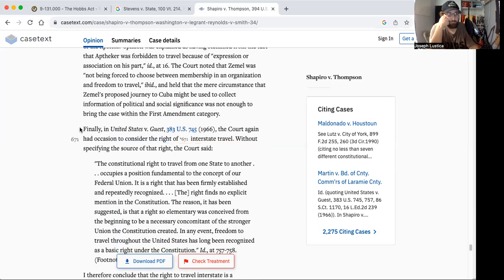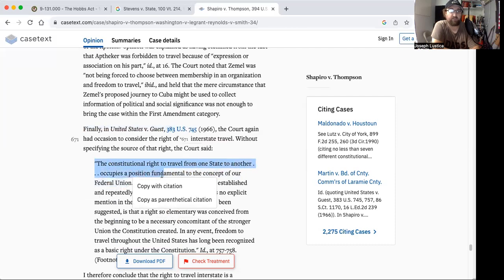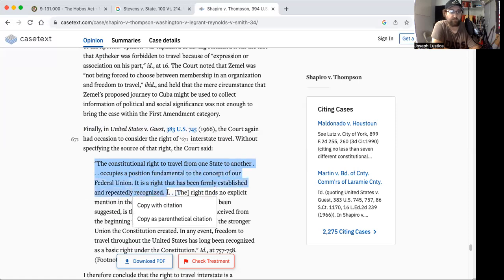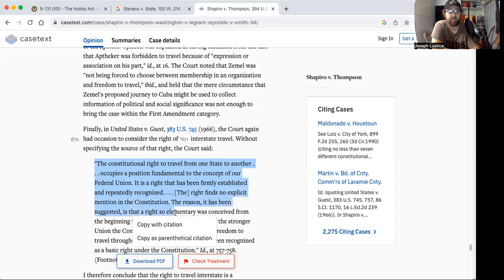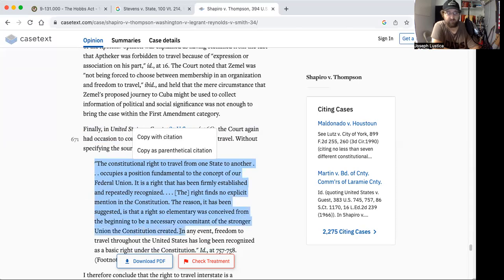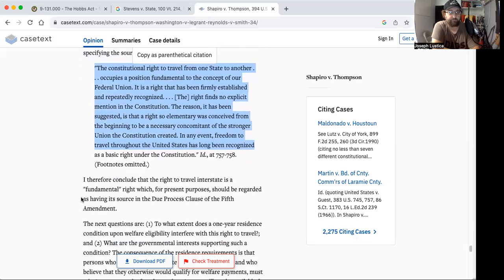All right. I love this one. United States versus Guest. The court again had occasion to consider the right of interstate travel without specifying the source of that right. The constitutional right to travel from one state to another occupies a position fundamental to the concept of our federal union. It's a right that has been firmly established and repeatedly recognized. The right finds no explicit mention in the Constitution. The reason it has been suggested is that a right so elementary was conceived from the beginning to be a necessary concomitant of the stronger union the Constitution created. Right? Well, we read that before, but they're just reciting it again here.